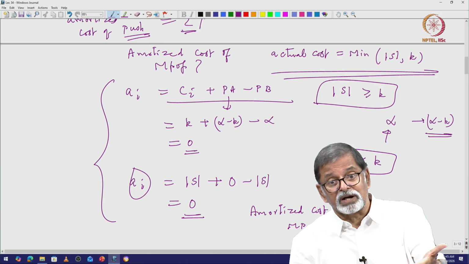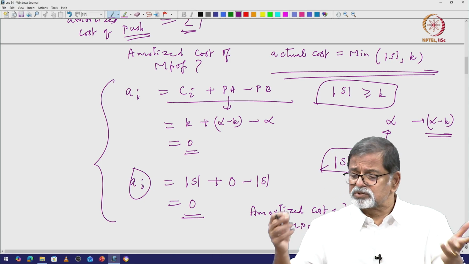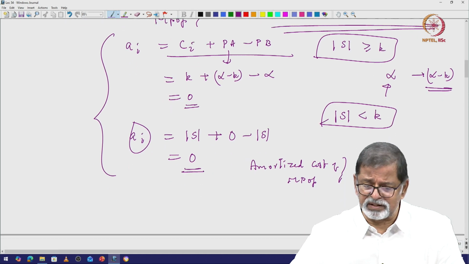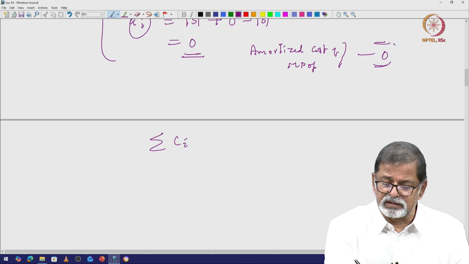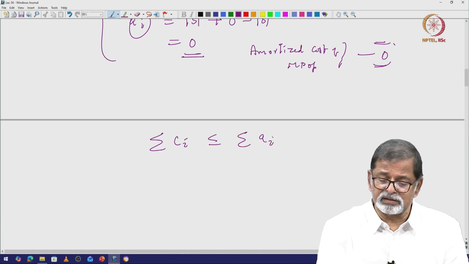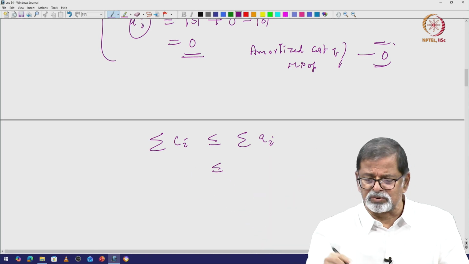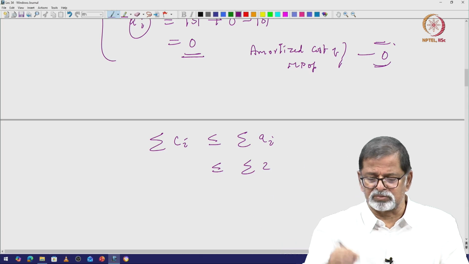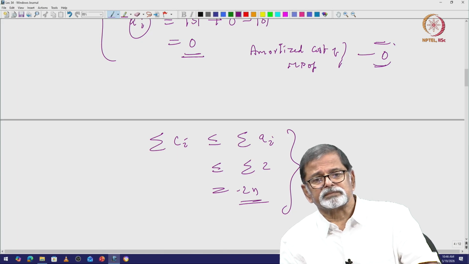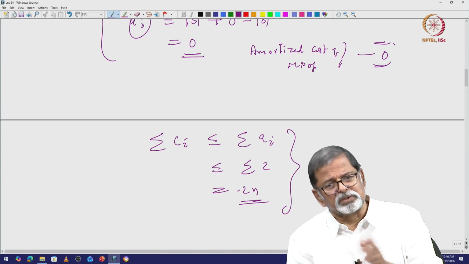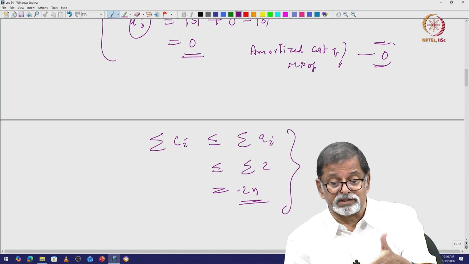Here I have proved amortized cost is 2 or 0 through a potential function. So I have the following result. Any Ai defined through the potential function will have the property that sigma Ci is less than or equal to sigma Ai, and that is less than or equal to a sum of 2's and 0's. Maximum, if all of them are 2, is 2n. We almost touch this bound 2n.